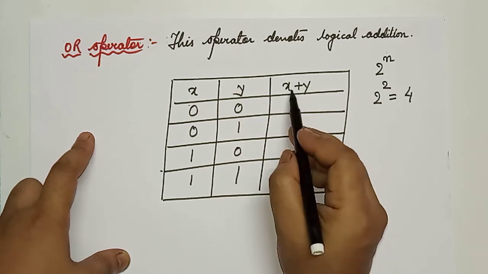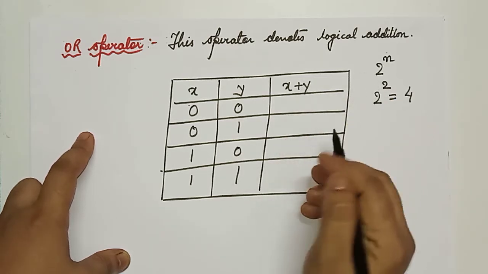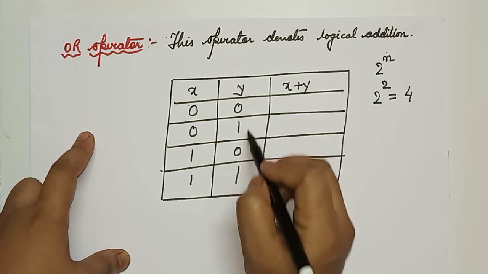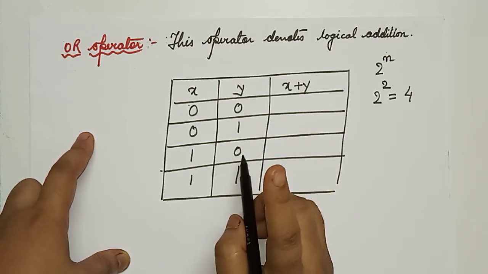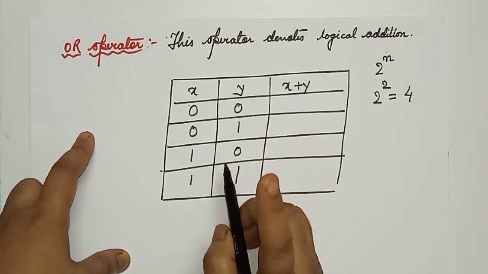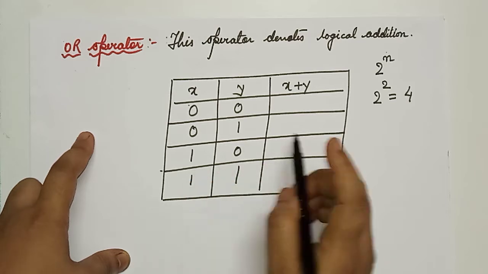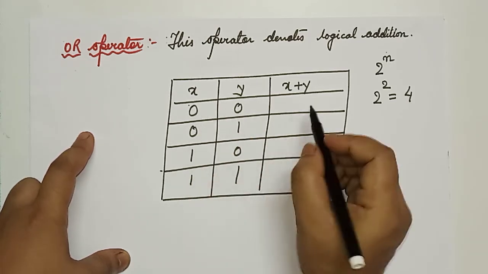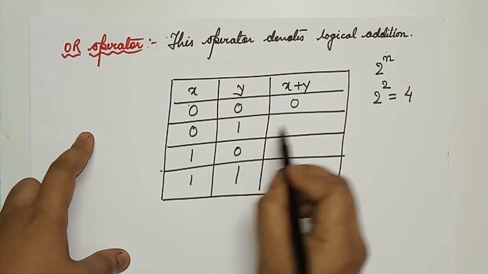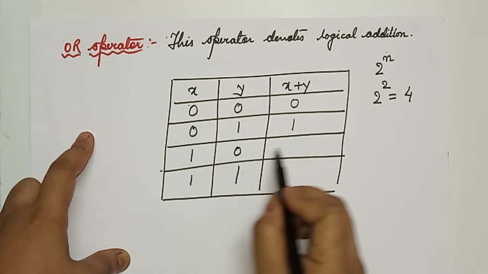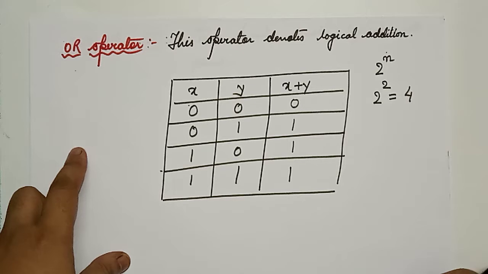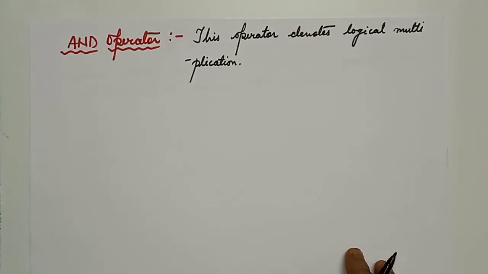Now what the OR operator says is, you will get the result as 1 if any one input as 1 is available. If one input as 1 is available, then the output will also be 1. So 0 plus 0 will give you 0. 0 plus 1, you will get 1. 1 plus 0, you will get 1, and 1 plus 1, you will get 1.